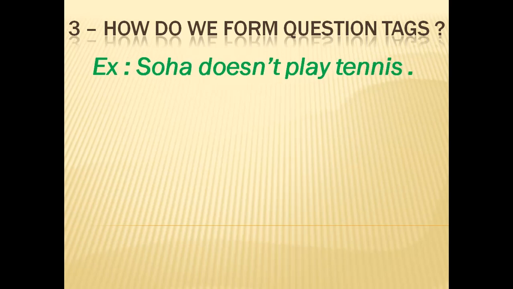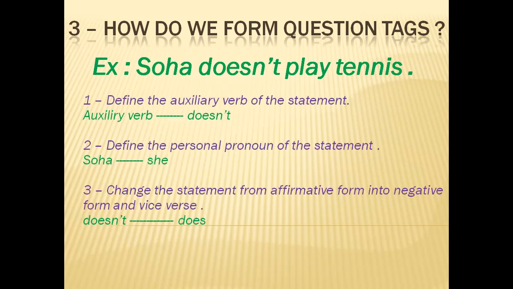Example: Soha doesn't play tennis. Let's use this example to show the way or the method to form a question tag. Number 1, define the auxiliary verb of the statement. Soha doesn't play tennis. This sentence has 2 verbs, an auxiliary verb and a main verb. The auxiliary verb is doesn't. Yes, very good.